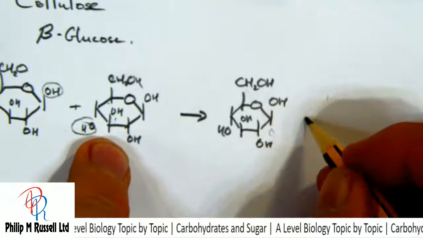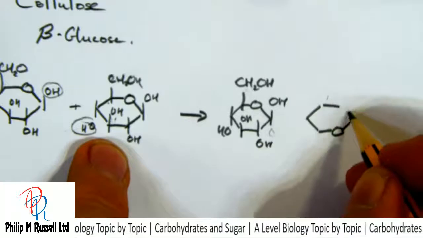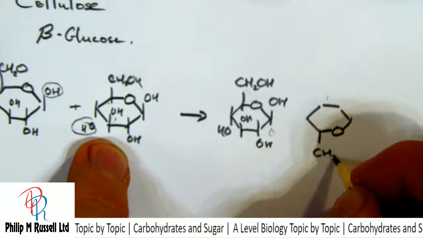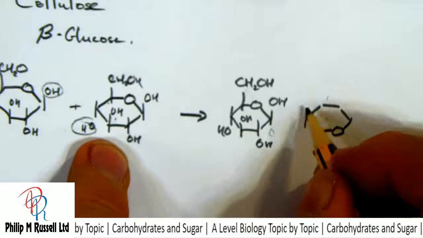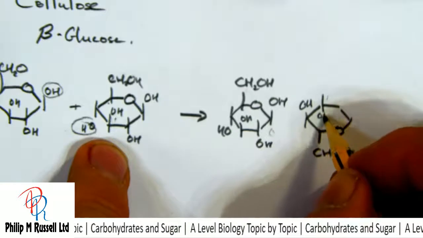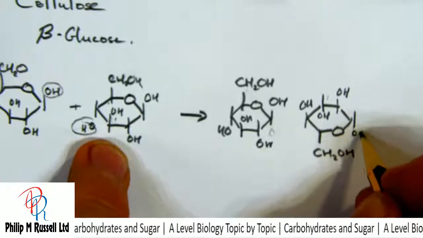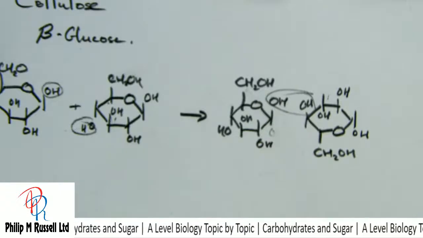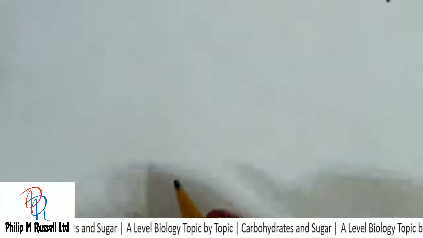I'm going to flip this molecule upside down, so this time we're going to see it drawn this way up. So I'm going to have my CH2OH this way, and that's going to mean that this one's going to be that way round, that one's going to be that way round, that one's going to be that way round, that one's going to be that way round. So now these are in the right orientation to work.